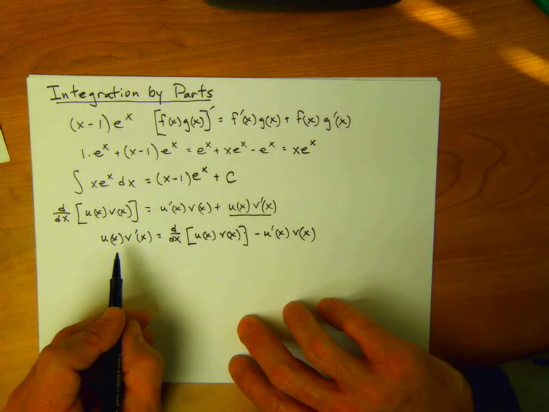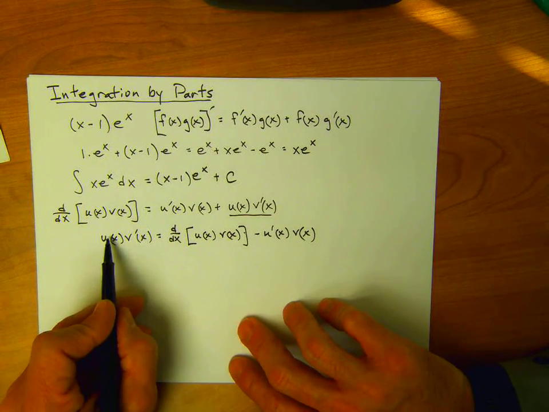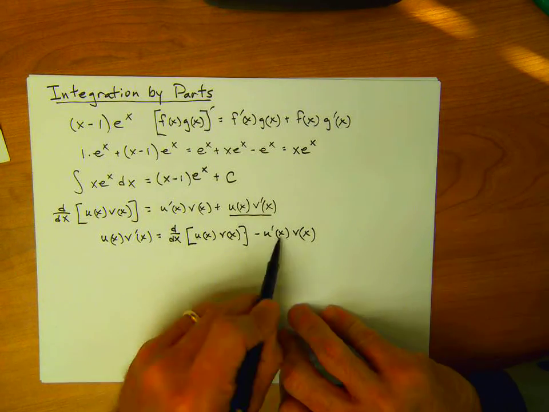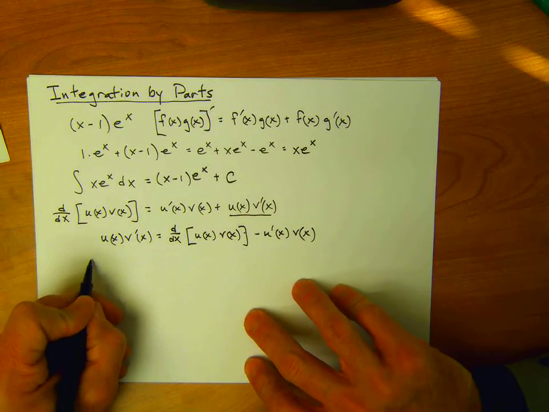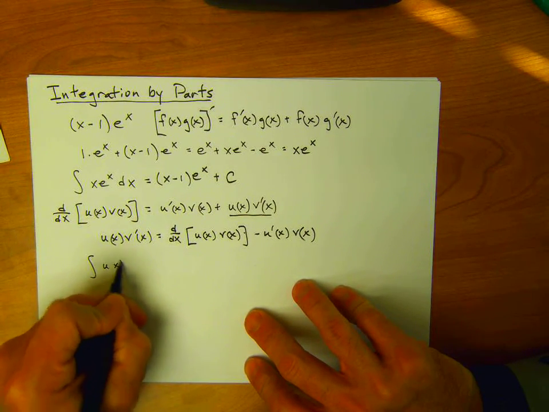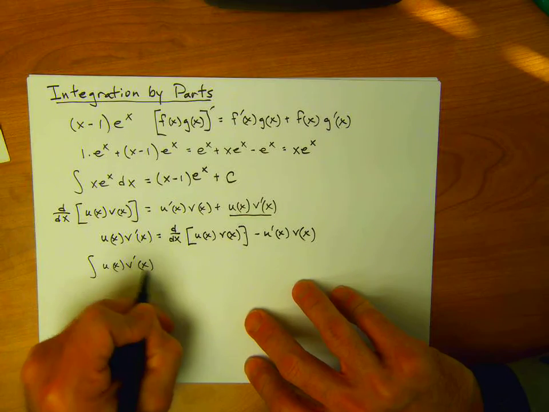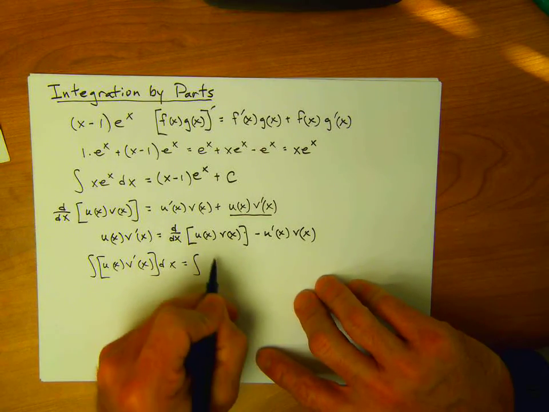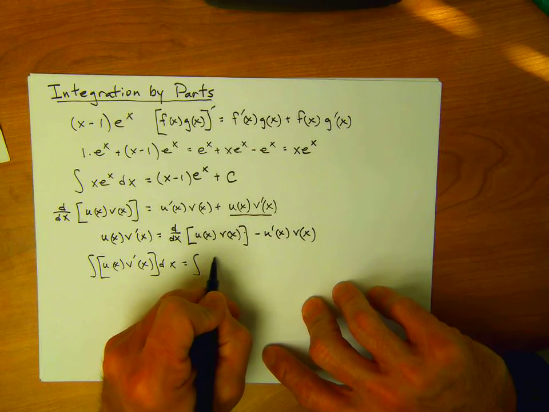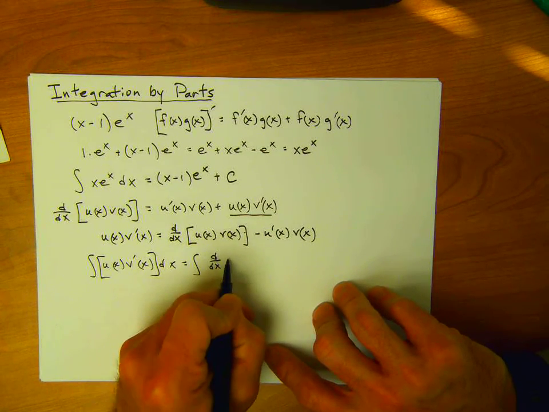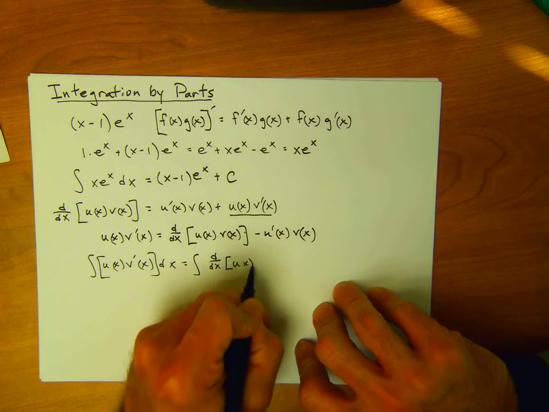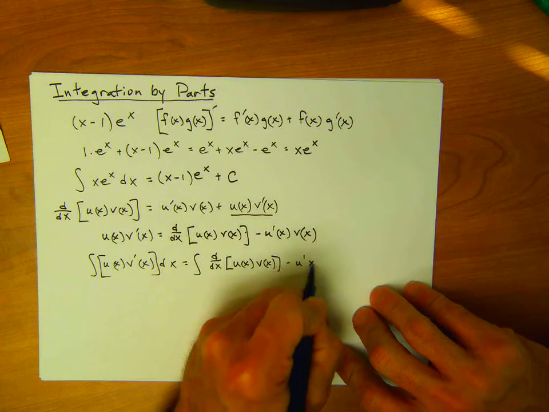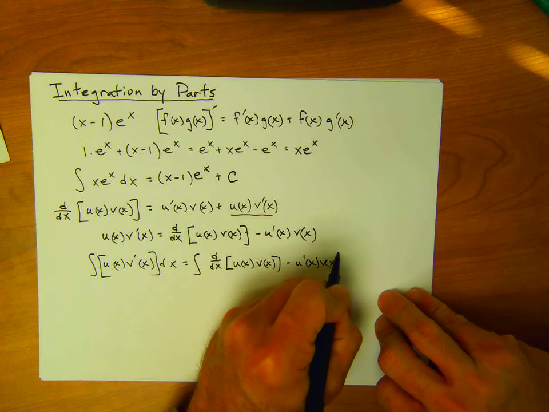All right, why am I doing this? Well, ultimately we want to find the antiderivative of this in terms of these. So if I say the antiderivative of u of x, v prime of x with respect to x, then that's the antiderivative of this whole side: the derivative of u of x, v of x minus u prime of x, v of x.